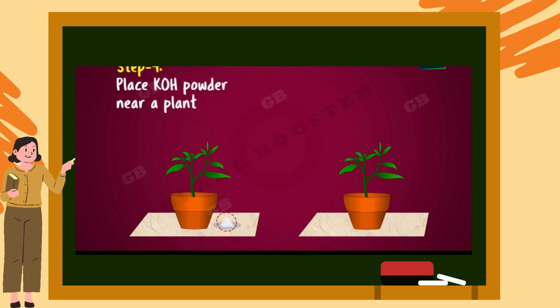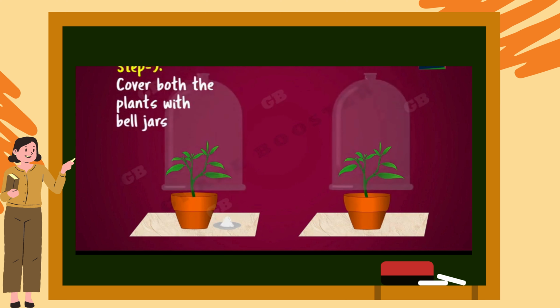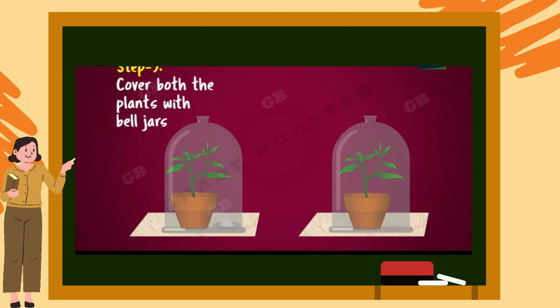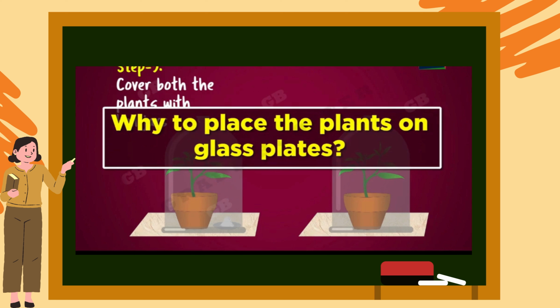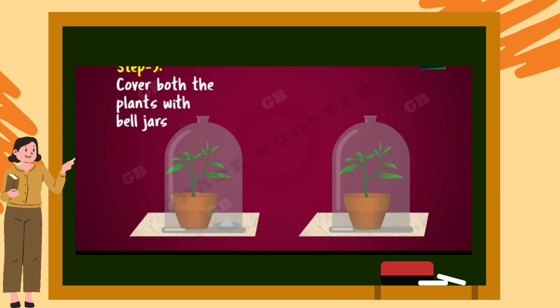Place a watch glass containing potassium hydroxide by the side of one of the plants. Cover both the plants with separate bell jars. Why place the plants on glass plates? Because we want the plant to be in an airtight environment. So we have to take a smooth surface at the bottom and a bell jar at the top to keep it airtight. Even then some air can enter inside through the edges. How do we stop it? That is why we have to apply Vaseline or grease at the edges to prevent the entry of air.